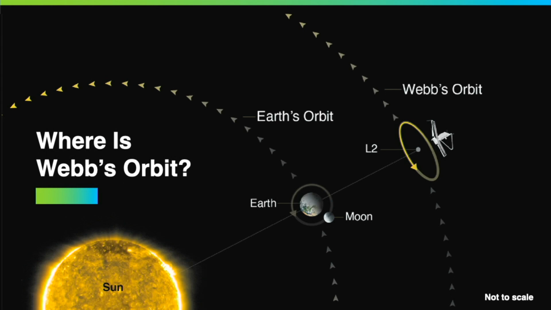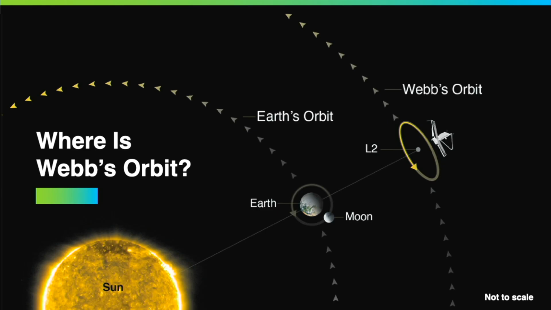Let's talk a little bit about where it is. So this image, it's super important to point out this is not to scale. I've called that out in the corner, I have a message there that says it's not to scale. Earth orbits the sun about 93 million miles away from the sun. Webb is about 1 million miles farther away.